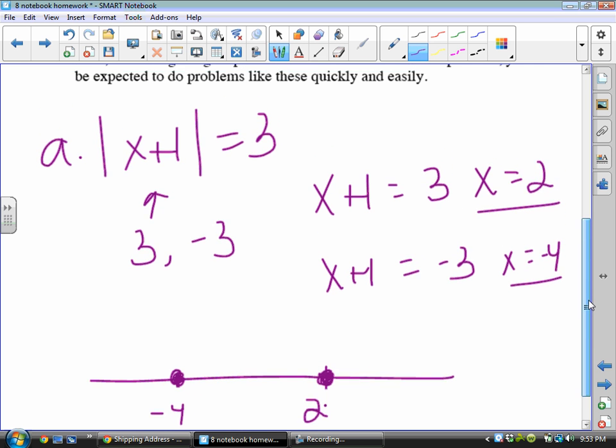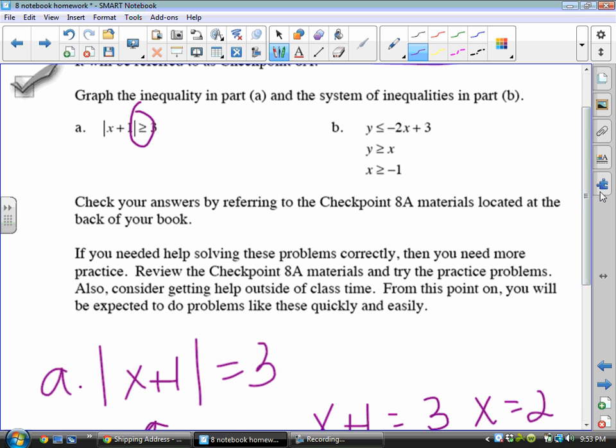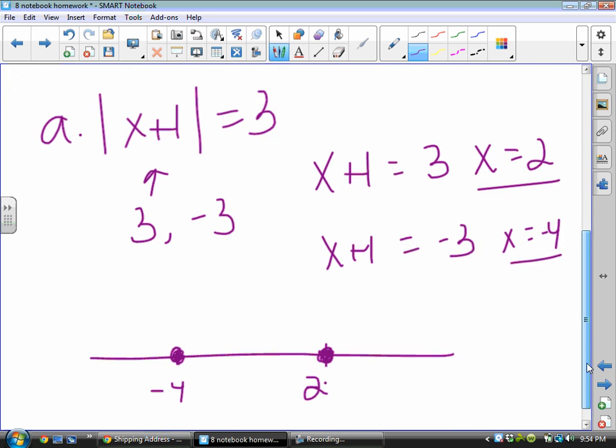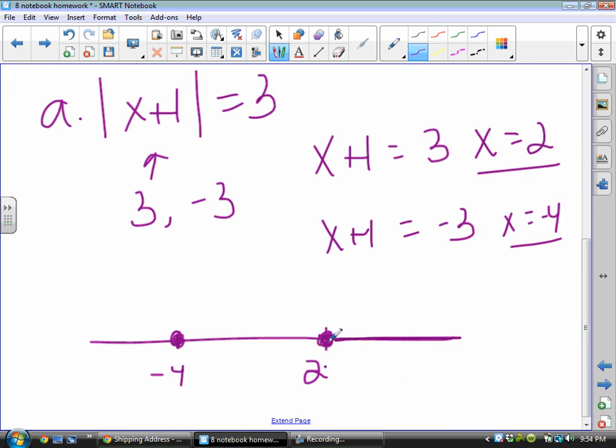Next, I need to plug in a number. I would suggest plugging in 0 to the original problem. So is the absolute value of 0 plus 1 greater than or equal to 3? Which comes down to just be absolute value of 1, which is just a 1. Is 1 greater than 3? No. So I do not shade where 0 would be, so I shade out here.